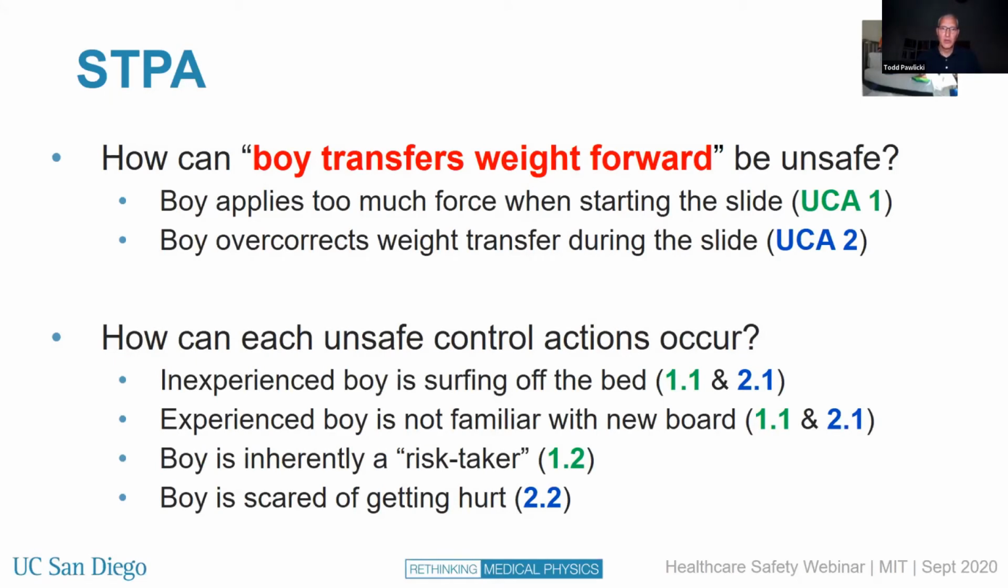Something that applies to both of those is the experience level of the boy. Either the boy is inexperienced in surfing off the bed, or they could be experienced but not familiar with new equipment like a new surfboard. Related to the boy applying too much force, the boy could be inherently a risk taker and always going to end up applying too much force, being too aggressive. And related to the second unsafe control action, the boy overcorrects weight transfer, the boy might be scared of getting hurt, and so that could lead to that unsafe control action.